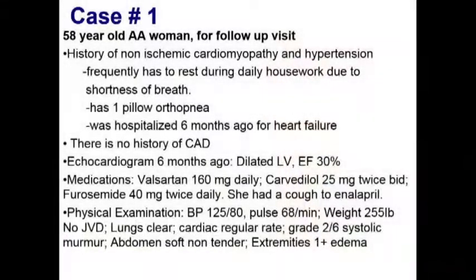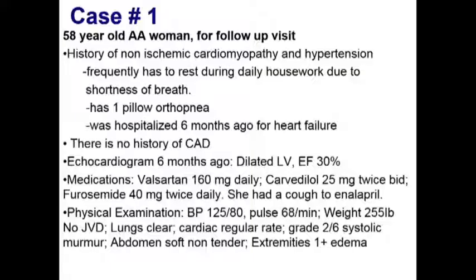Okay, so here's the first case, and we'll use some cases to drive home some clinical points. A 58-year-old African-American woman for follow-up visit. She has a history of a non-ischemic cardiomyopathy and hypertension. She frequently has to rest during her daily housework due to shortness of breath. She has one pillow orthopnea, and she was hospitalized 6 months ago for heart failure. She has no history of coronary disease. An echo 6 months ago showed a dilated left ventricle and an EF of 30%.